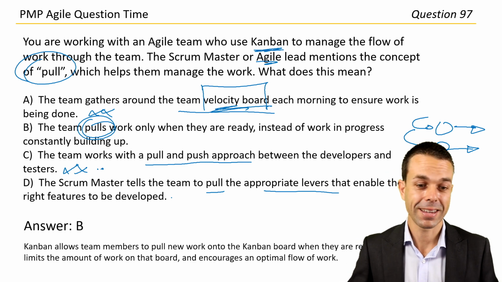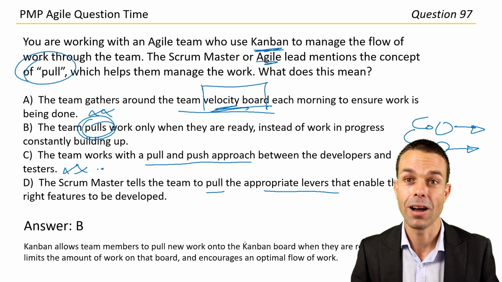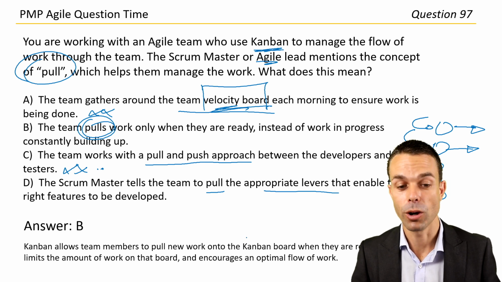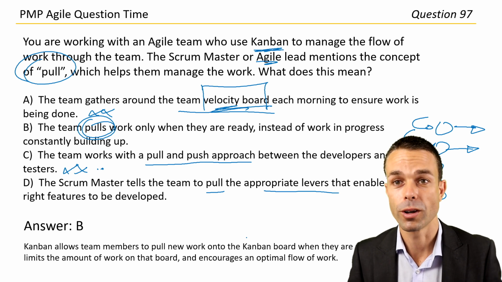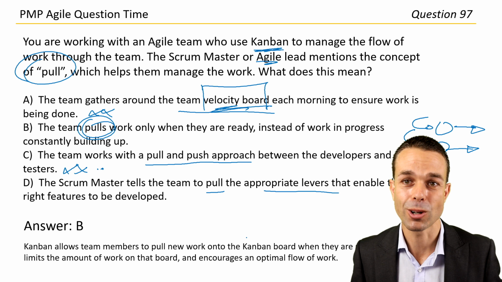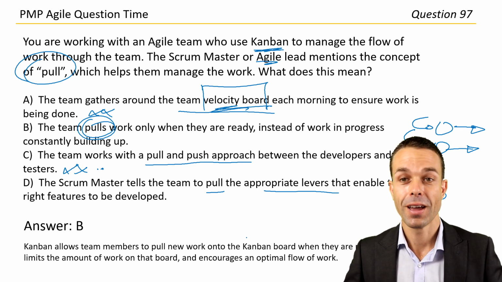And there it is. Kanban allows team members to pull new work onto the Kanban board when they are ready. It limits the amount of work on that board, and it encourages an optimal flow of work because we can see if something is blocked and we can swarm around that problem and try and fix it as much as possible. You guys have done it.